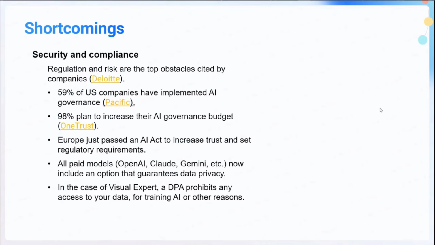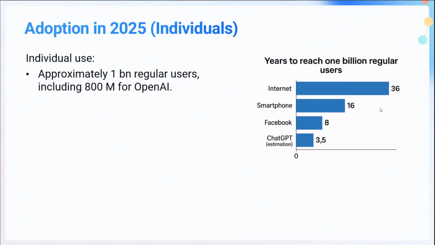So with that being said about the shortcomings and obstacles, what do we know about the actual AI adoption in 2025? Let's talk a bit about AI adoption nowadays, first by individuals and then by companies. In terms of individual use, we have now reached approximately 1 billion regular users. That includes 800 million for OpenAI, which is for now the leader. And what is impressive, in my opinion, is the time it took to reach this billion regular users.